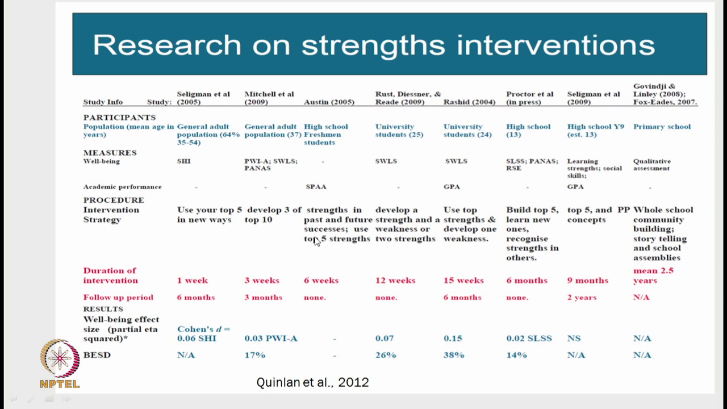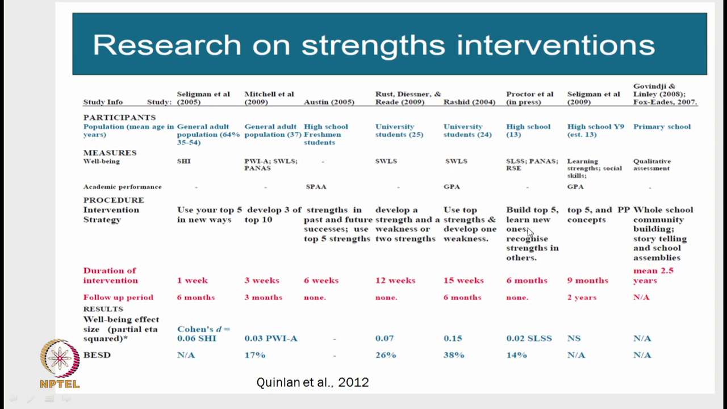In the next one, the intervention strategy was strengths in past and future success, use top 5 strengths. So, they are instructing to use the best 5 strengths. In the next one, develop a strength and a weakness or 2 strengths. So, they are instructing in the intervention strategy to use or develop 2 character strengths or work on 1 weakness as well as on 1 strength. In another one, they are saying to use top strengths and develop 1 weakness. So, learn to use your strengths because that is your possession, that is with you, and develop 1 weakness also.